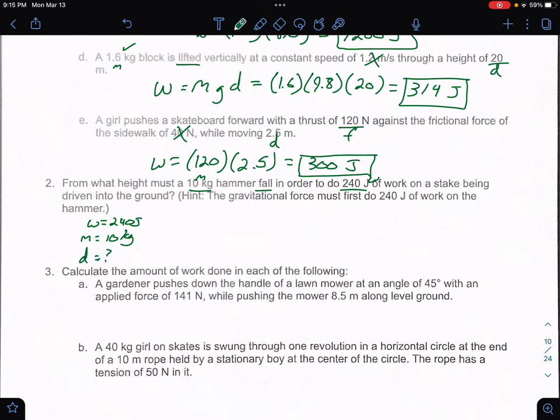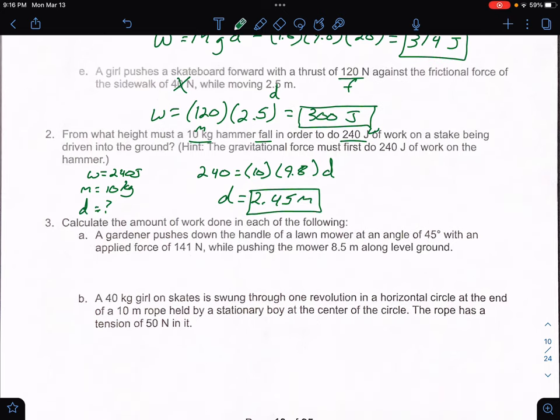Okay, so we're going to plug it in. Work is 240 equals mass times gravity times distance. Mass is 10, gravity is 9.8, and distance or height we don't know, so I'm going to leave that as D. I'm going to solve for D. I'm going to divide both sides by 10 times 9.8, which is 98. That means it has to have a height of 2.45 meters.